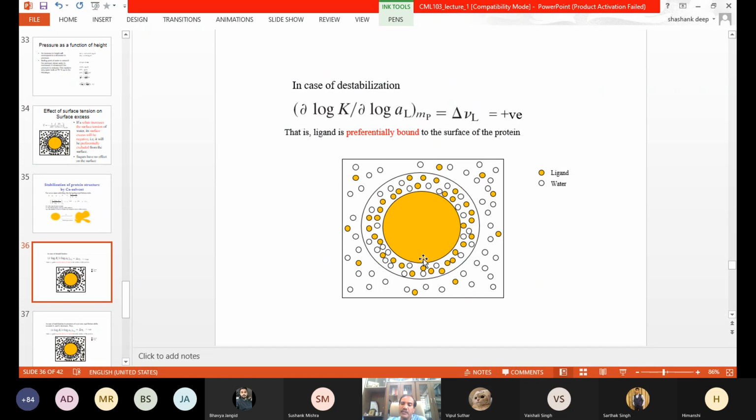Yes, I showed you this is when it is preferentially bound. So you can see there are more solute molecules near the surface in comparison to the bulk. And in that case, the protein will be stabilized. Is this okay?